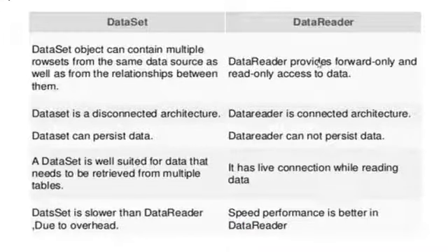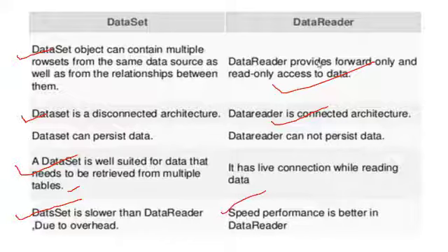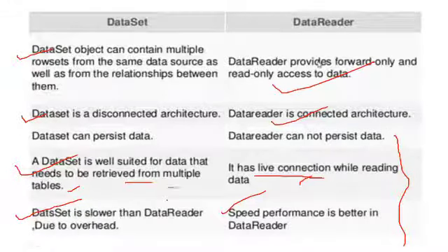So here are some differences. Dataset can contain multiple tables and has a disconnected architecture, whereas data reader has a connected architecture, read only and forward only. Dataset is well suited when data needs to be retrieved from multiple tables, and it is slower than data reader. For data reader the speed is comparatively higher because it is always connected directly with the main database. It is a live connection, always connected to the main database. Dataset is not a live connection but it is secured, and this one is unsecured.